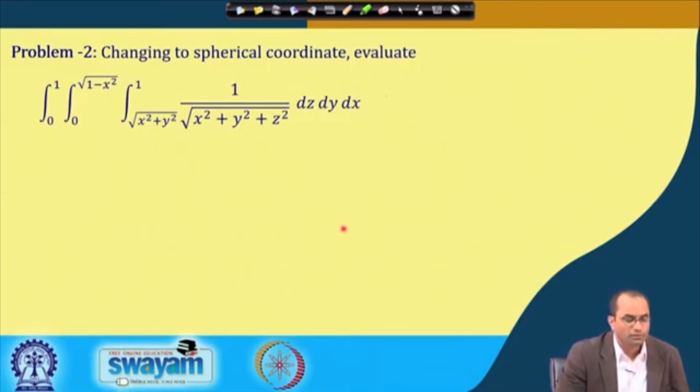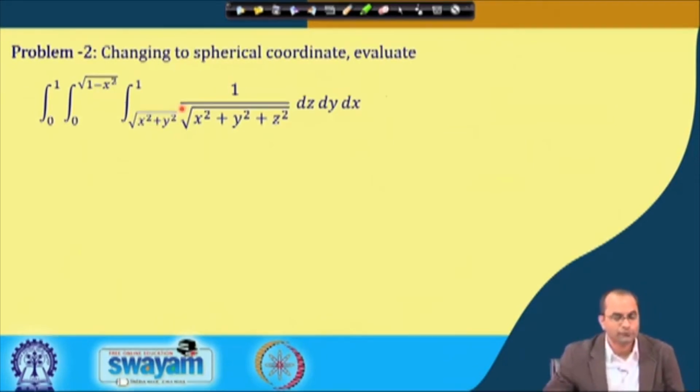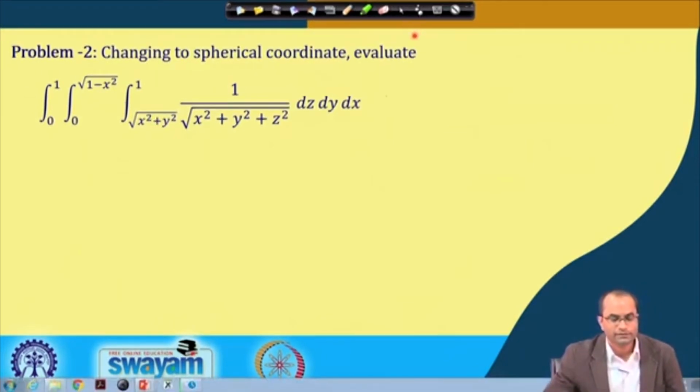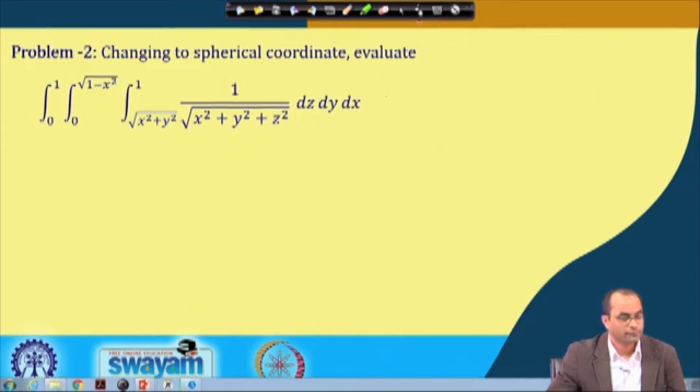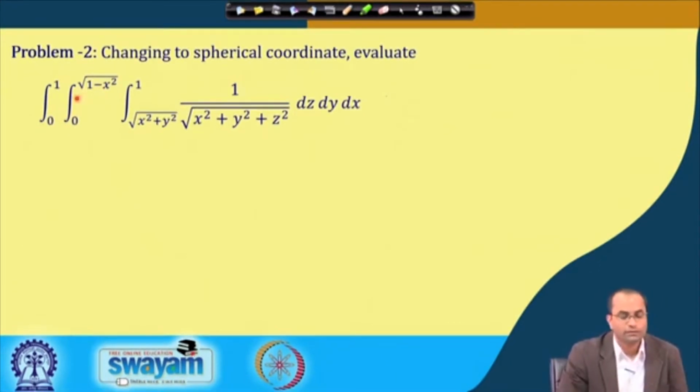So, we take another problem here, changing to spherical coordinates. Now we will change to spherical coordinates to evaluate this integral. Here we need to be again very careful about what the limits are. The limits are x square plus y square to 1, and then we have 0 to square root 1 minus x square, and for x we have 0 to 1.